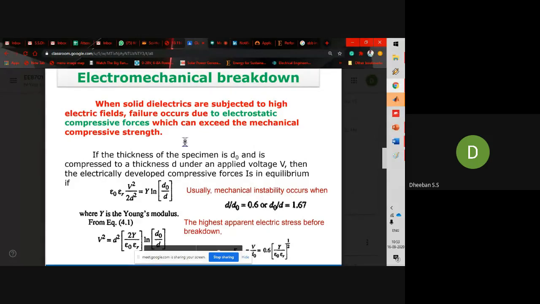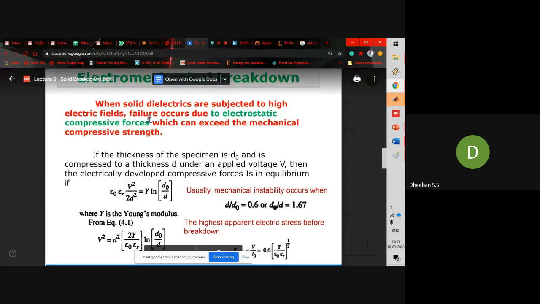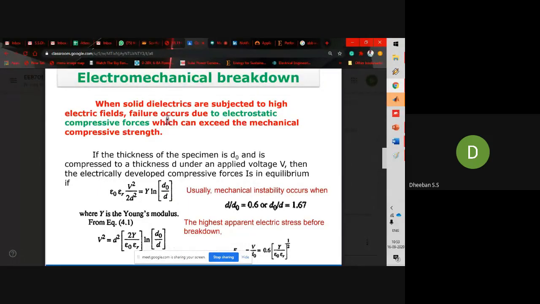So here your mechanical strengths will be coming. So in smallness you have to take. So this is a formula they have given. See, a compressive force will be acting over the medium, and that compressive force depends upon your electric field. So that's the formula they have given over here.